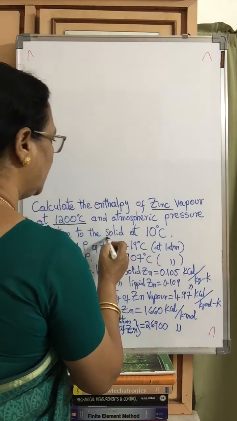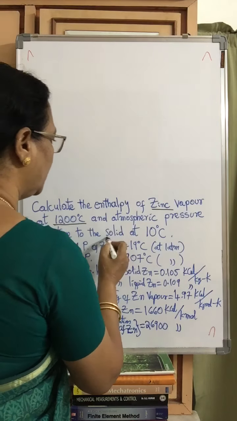Here also, solid zinc to liquid zinc is at 419 degrees centigrade. From here to here, the temperature is not changing, but a phase change is taking place from the solid phase to the liquid phase. Here also the temperature is not changing, but a phase change is taking place from the liquid phase to the vapor phase.